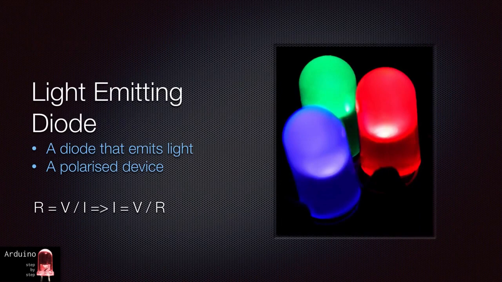A diode is a polarized device. In a polarized device, there is a correct way and an incorrect way of connecting it to your circuit. Connecting a polarized device to your circuit incorrectly will at least result in your device not working. In some cases, the device can burn out.